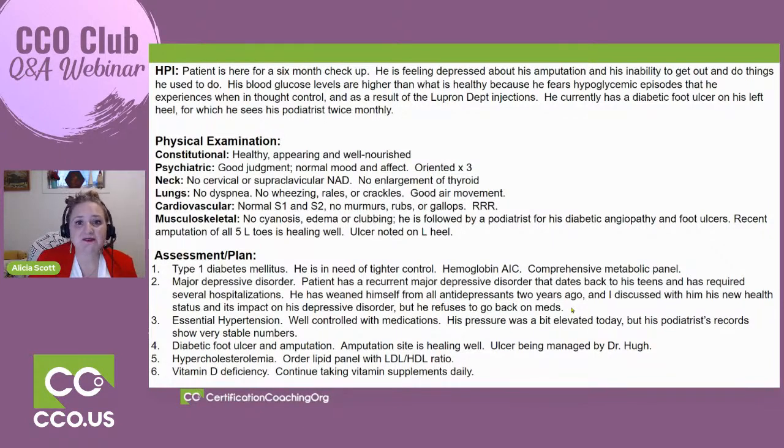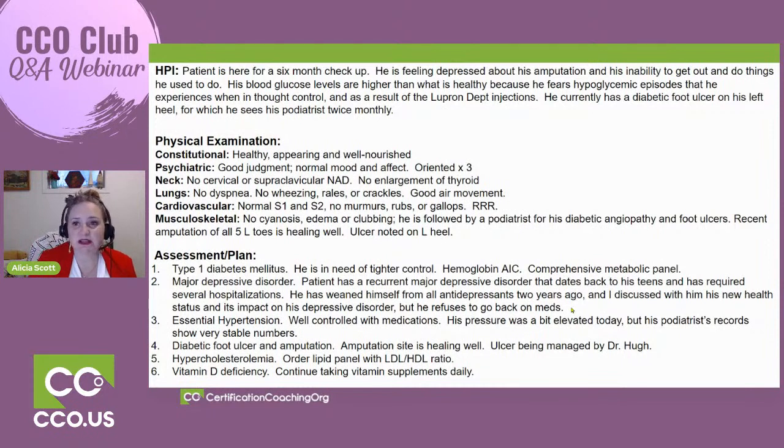Glucose levels are higher than what is healthy because he fears hypoglycemic episodes that he experiences when in tight control. And as a result of the Lupron injections, he currently has a diabetic foot ulcer on his left heel, for which he sees his podiatrist twice monthly. All right, so that gave us a lot of information. Does anybody see anything in the HPI that jumps out at them? Now, make sure you write this down in your notebook as you follow along, because we'll cover these. I want to see if you catch them at the same point as we're reviewing them, or if I'm going to bring them to your attention at the end.